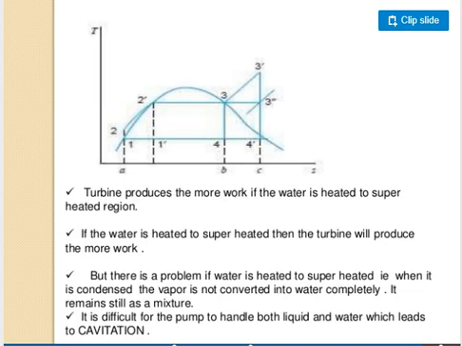But there is a problem: when the superheated steam is condensed, the vapor is not converted into water completely; it remains a mixture. Suppose the steam is converted completely into liquid, no problem. But the steam is not converted completely; it is a mixture of water and steam. That creates a problem: it is difficult for the pump to handle both liquid and vapor, which leads to cavitation. The cavitation phenomenon occurs in the pump section.